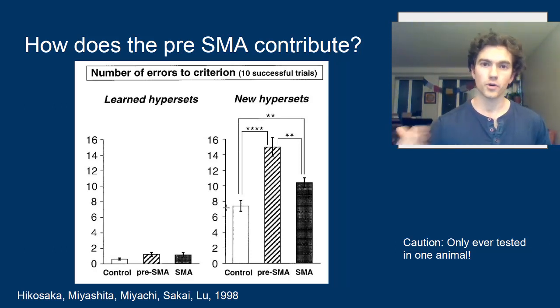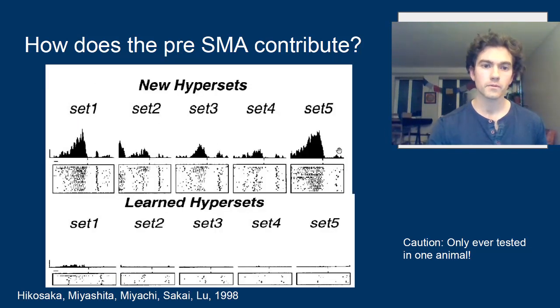So that's just a note on how individual variability between monkeys is definitely a real thing, and so it is tough to interpret these data from only one animal, but still this effect is pretty strong with the difference between new hypersets and learned hypersets.